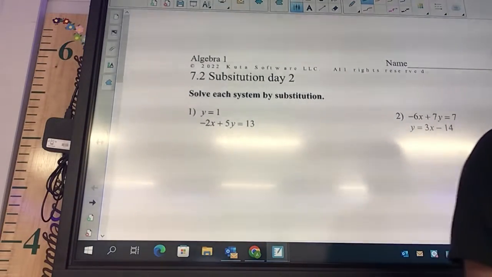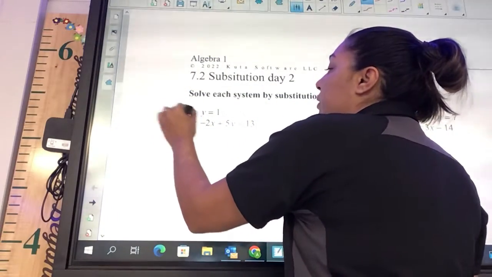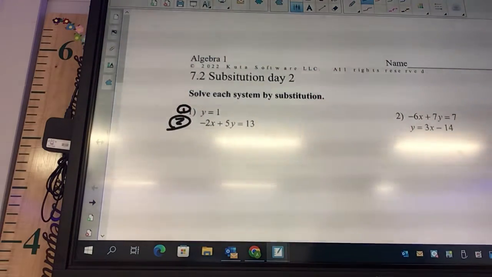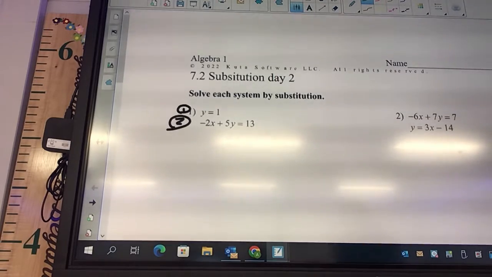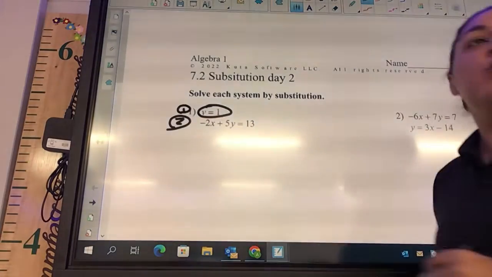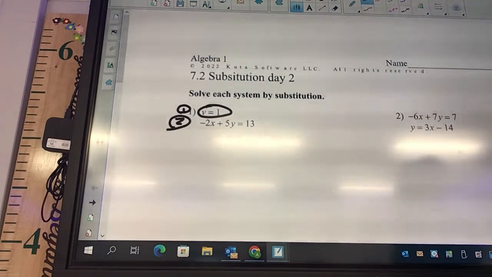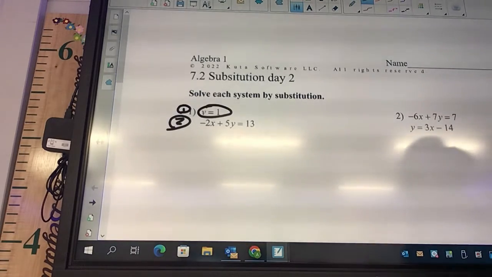Before that, number the equations. Okay, 1 and 2. Our second step is to do what? Circle the y equals, which is which equation? Equation 1. Okay, what do we do with that? Plug it into the other one.